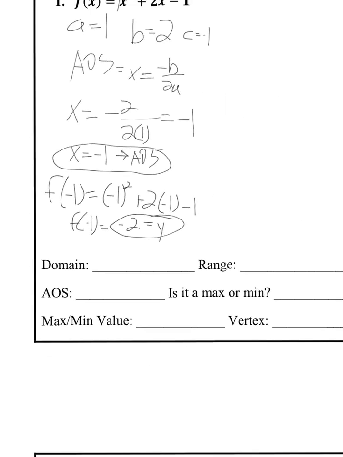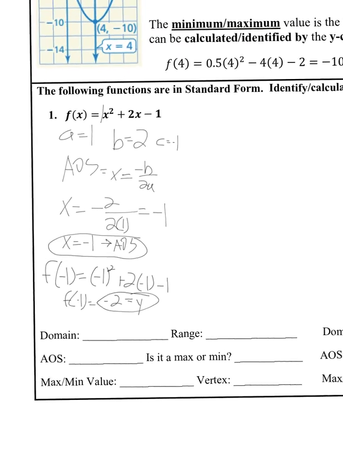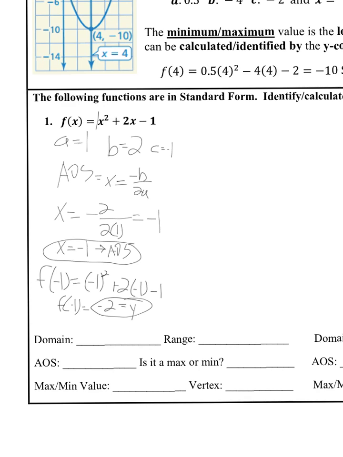So if we figured out our y value and our x value, we'll go down here to this vertex blank, and I'll write negative 1, comma, negative 2. I put these blanks down here so we're not just going over the vertex and the max or min value. So the max or min value was y equals negative 2, and the axis of symmetry was x equals negative 1. So what is your domain, what is your range, and is it a max or a min?